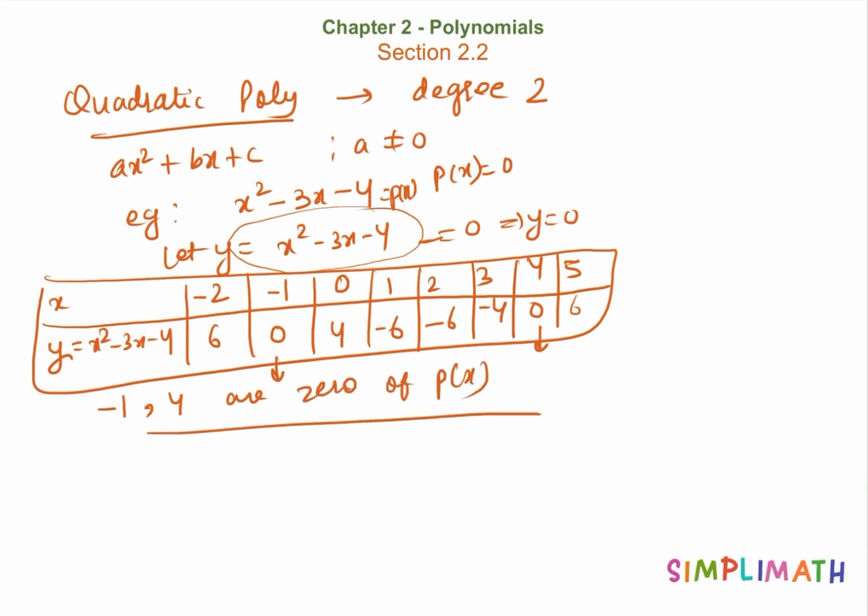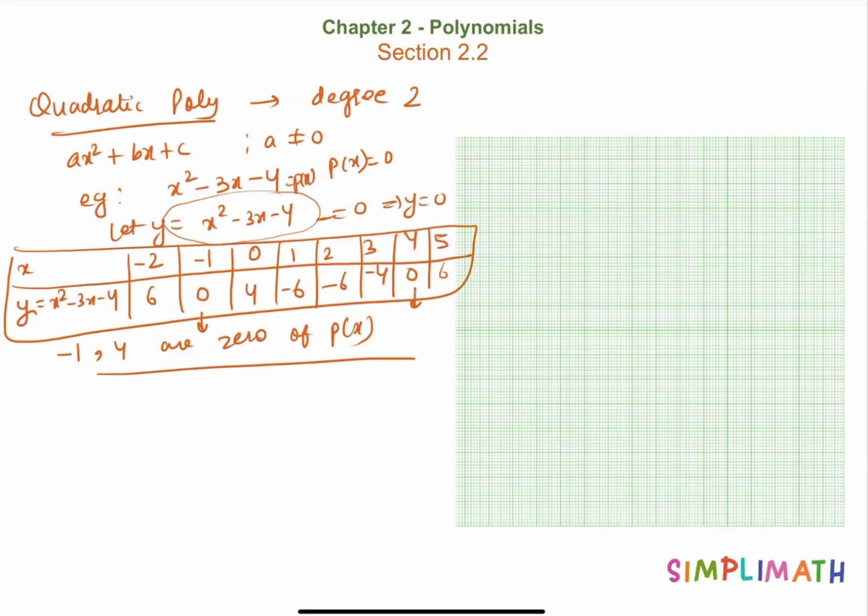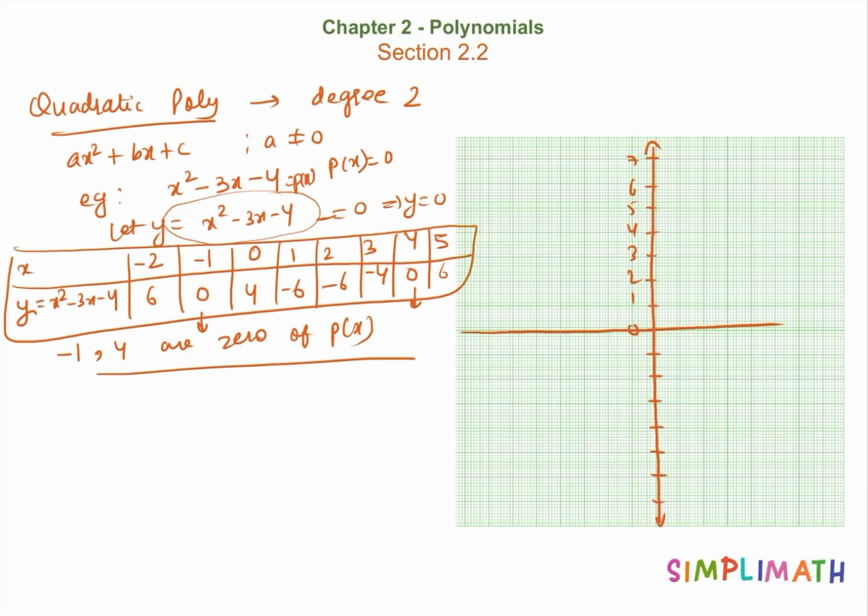Okay, now let us try to represent this graphically. But you have to understand one thing, that all this for quadratic polynomials and for cubic polynomials, whatever I'm trying to show here, this won't come in your exam, but this is important for you to understand. So this is only for understanding point of view. Now let us try to plot these points. Let us draw this as the y-axis and this is our x-axis.